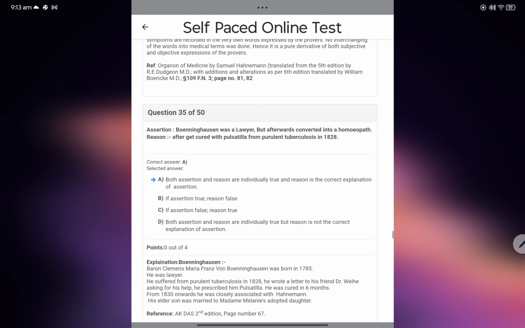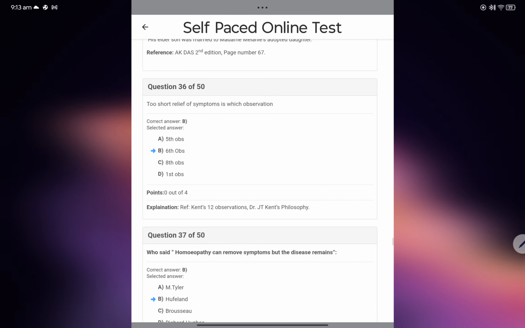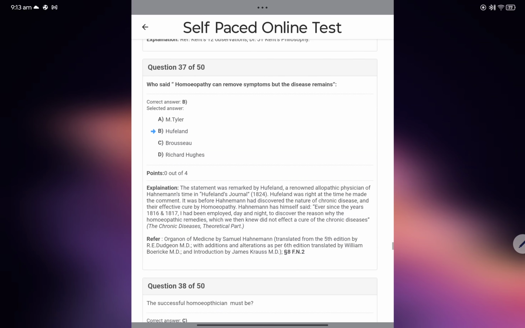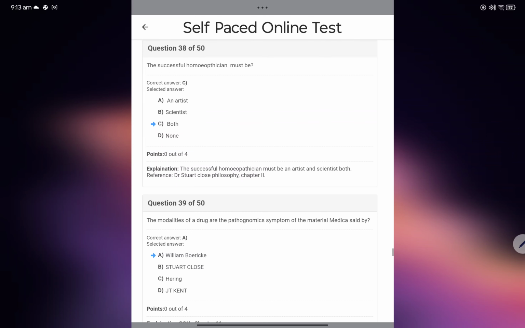Next question is, too short relief of symptoms is which observation? It is the sixth observation of Dr. Kent. Next question, who said homeopathy can remove symptoms but the disease remains? It was said by Dr. Hufeland. Next question, the successful homeopathician must be an artist and a scientist.